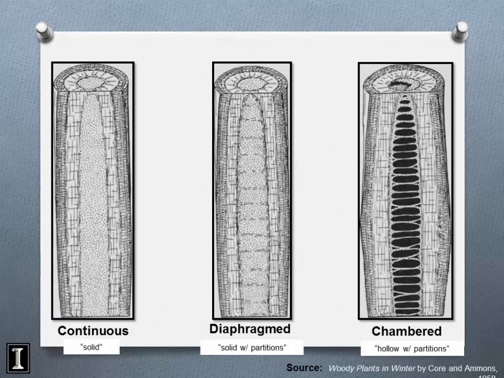So what does that look like? Well, I'll tell you. This is solid. This is what a solid pith looks like in diagram form. I'm going to show you real slides later. But as a diagram, this is continuous or solid. This is what diaphragmed looks like. Diaphragmed is also solid, but you get these horizontal partitions. And then you have something called chambered. So it's hollow, but you get these partitions. So this is solid with partitions, hollow with partitions. Very helpful for tree identification purposes with those hard to key out species.